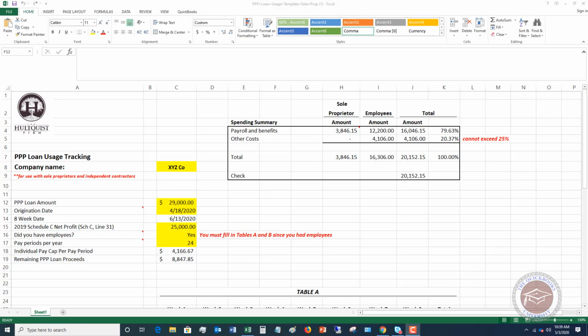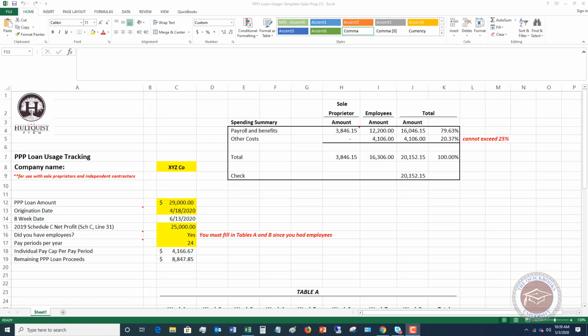Welcome to how to track PPP loan expenses for sole proprietors and independent contractors. If you saw my previous video, I developed a template for a business to track their PPP loan spending to make sure that they're spending it on all the right places and meeting their percentages.